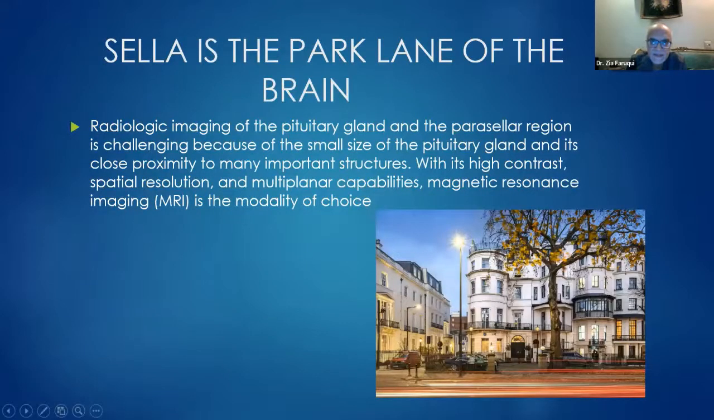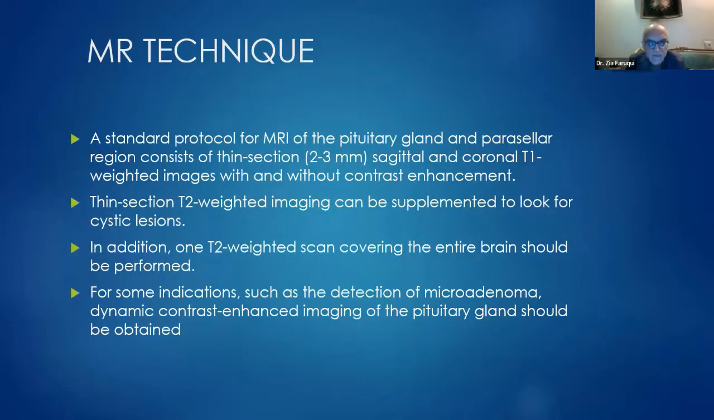The sellar really is like the Park Lane of the brain. It's a very small area, and it's got a huge number of very critical and important structures going through it. Because of its hormonal contents, it affects the whole body. Any sort of tumor or pathology here can have catastrophic effects on the body, because of the small size of the area itself and the many structures there.